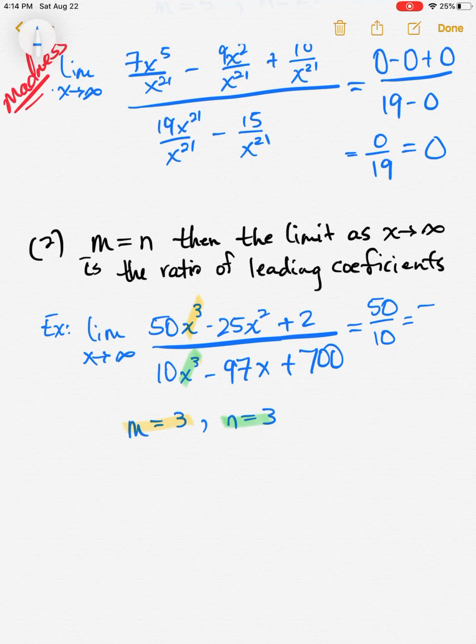50 over 10, solution 5. Or you could have gone through the madness and you would have still ended up going to 5.